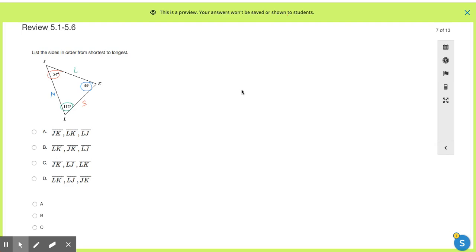So you just eliminate those as we go. Again, just make sure it says shortest to longest. And watch how the letters are flip-flopped too. That's okay if they're flip-flopped. So LK, we're crossing off here and here. Longest is JK, so we're down here.